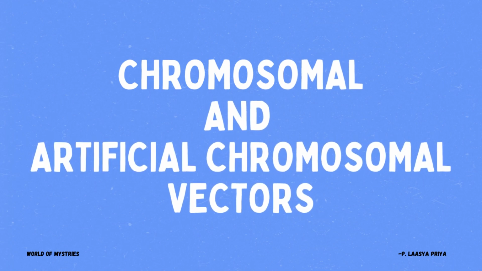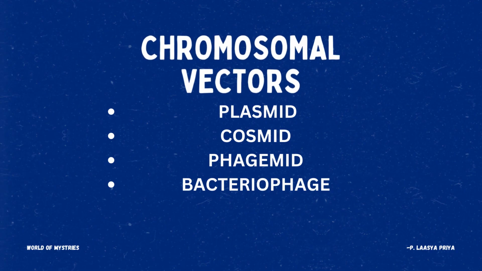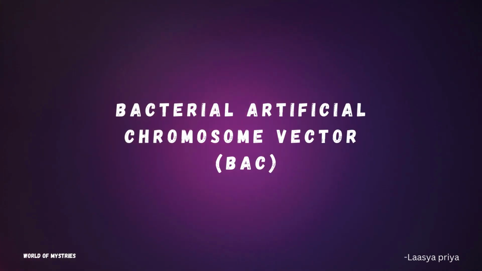Artificial chromosomal vectors can be created by joining segments of DNA taken from cells of different species. Chromosomal vectors cannot be created using DNA taken from cells of different species. Chromosomal vectors are plasmids, cosmids, phasmids, and bacteriophage vectors. Now, we will learn about artificial chromosomal vectors. First, we will look at bacterial artificial chromosomal vectors.